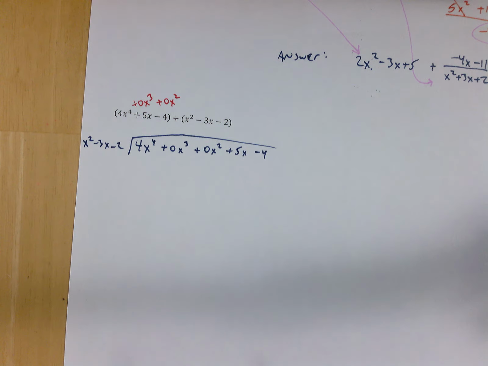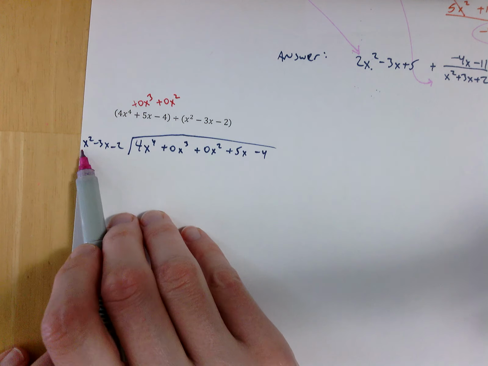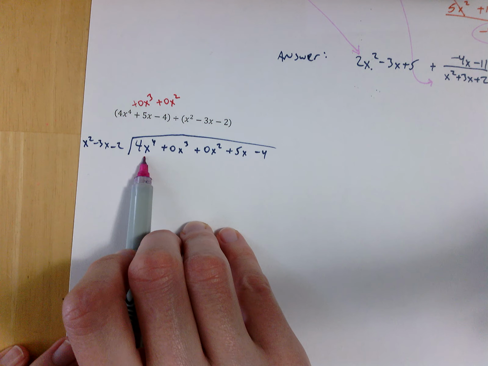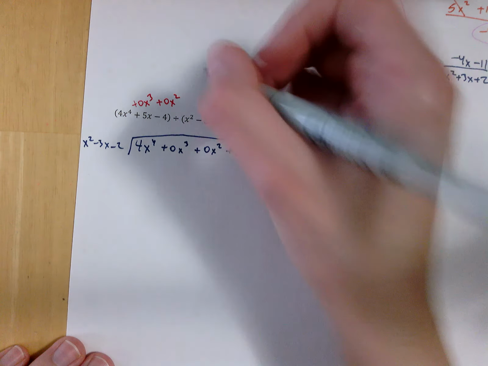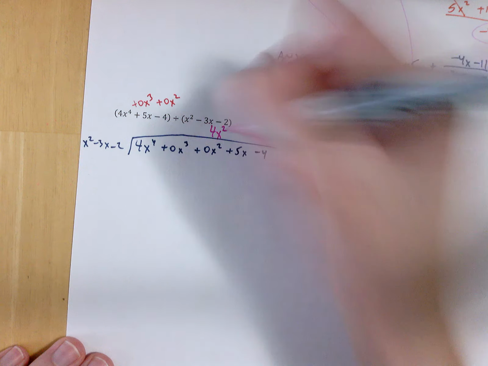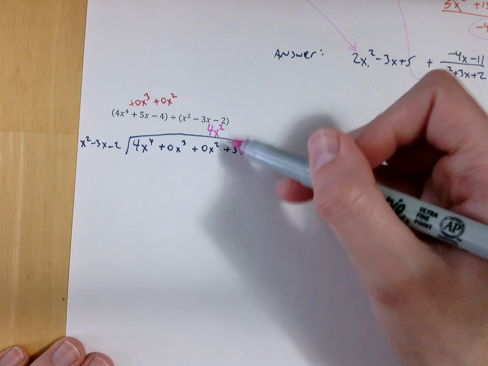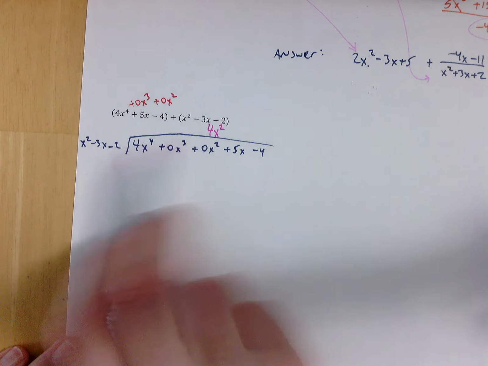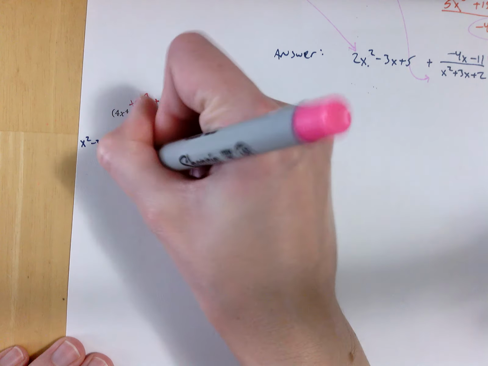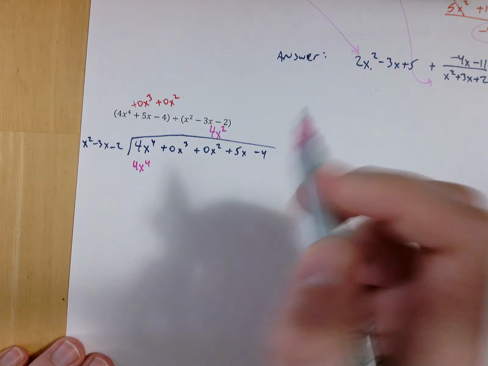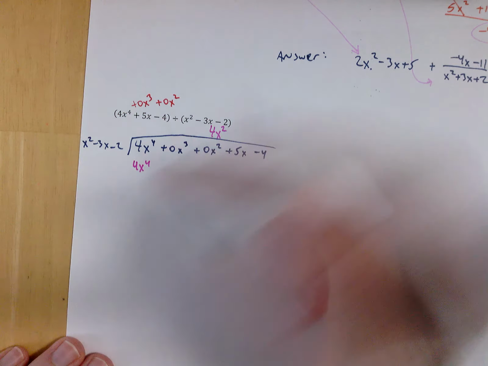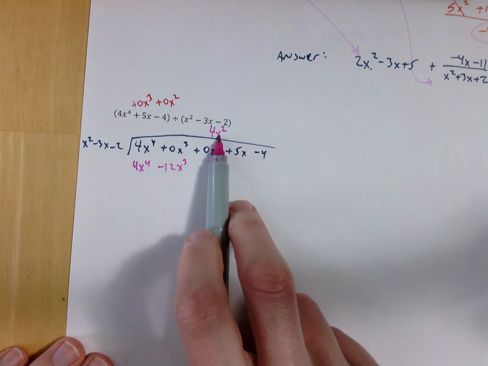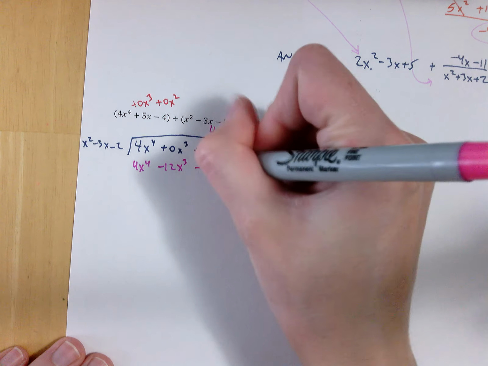All right, so first thing I'm doing is I'm figuring out what do I have to multiply x squared by to get to 4x to the fourth. Well, I have to multiply by 4, and then 2 additional x's. So 4x squared, and I just like to put it above its matching term. Okay, and then giant distributive property. So 4x squared times x squared is 4x to the fourth. Those perfectly match. That's what we want. 4x squared times negative 3x is negative 12x cubed. And then 4x squared times negative 2 is negative 8x squared.